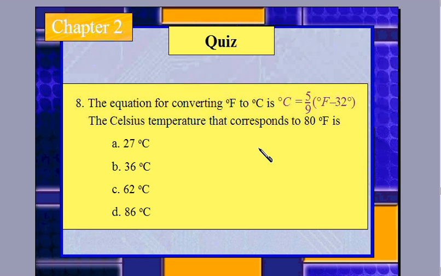8. The equation for converting degrees Fahrenheit to degrees Celsius is degrees Celsius equals 5/9 times degrees Fahrenheit minus 32. The Celsius temperature that corresponds to 80 degrees Fahrenheit is, so all you need to do is put 80 degrees in for Fahrenheit. So you're going to have 80 minus 32, then multiply that by 5, and then divide by 9.